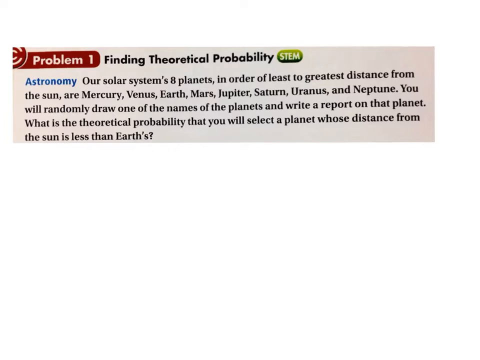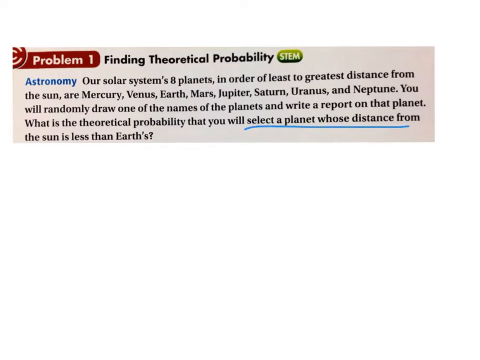Experimental probability is what does happen when you do it. Okay? So theoretical is if you were to do it, what do we think would happen? Experimental is what did happen when we did it. Okay? You actually have to do the experiment to get the experimental probability. So, let's talk about this.